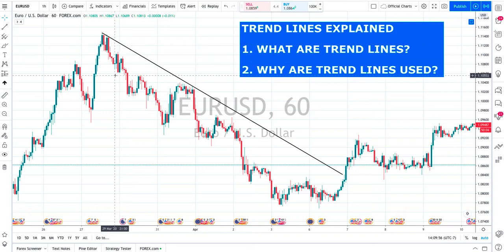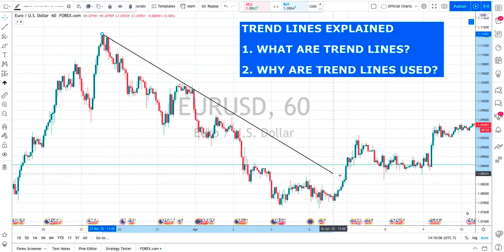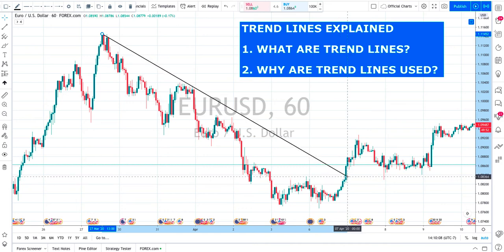And you guys have to remember that drawing trend lines is subjective. I know some people draw them from the wick like I do. Some people just draw them from the body like down here. And there's no right or wrong way to do it. It just really depends on your preference.